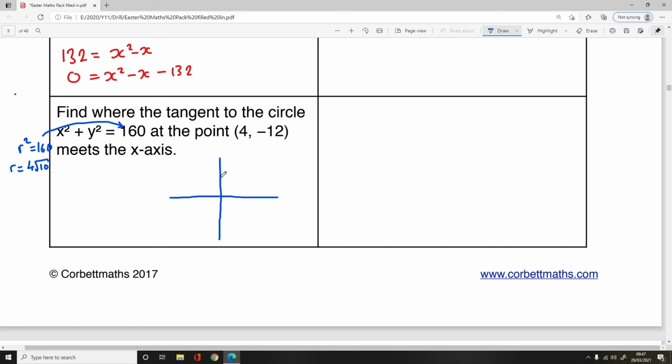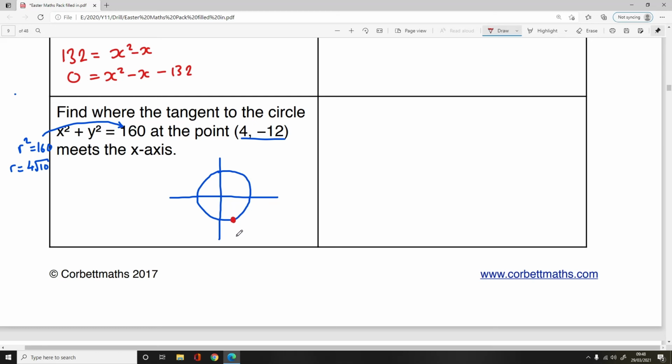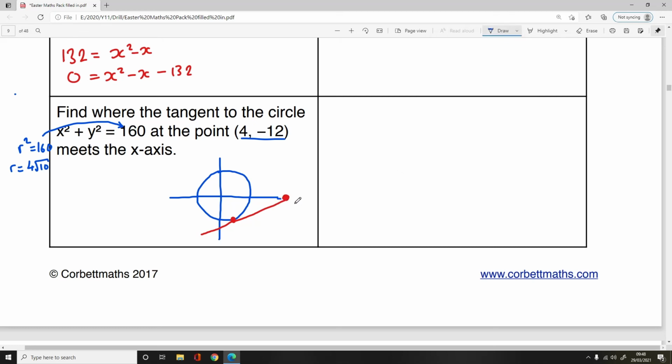What does this look like? We've got a circle with that sort of radius, and where's this point that they mentioned, 4, minus 12? Positive x, negative y, so it'll be down here somewhere. We want to find out where that tangent meets the x-axis. So if we drew that tangent, we want to know this point over here where it hits the x-axis. So our ultimate aim: find this.